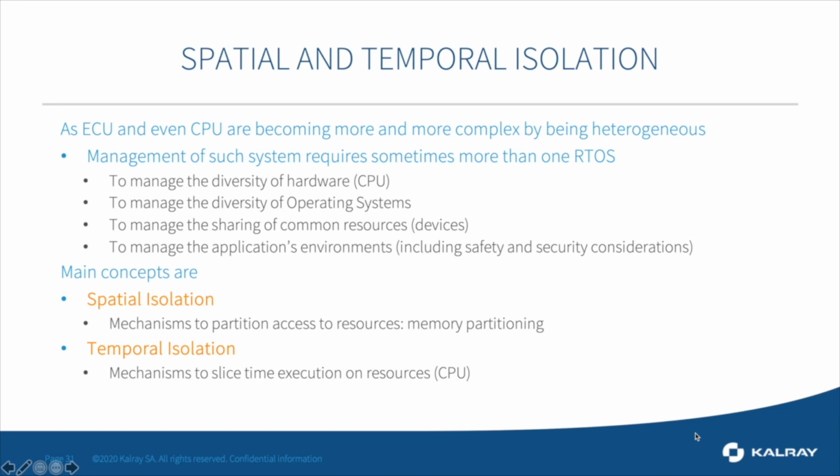To do that, there are main concepts that are managed by the operating system or above, as we will see. The first is spatial isolation, a mechanism to partition the access to the resource. It's memory partitioning, to make it short. So you allocate memory partitions and CPUs to your execution. And temporal isolation, which means that you are giving a resource for a given time to a task or an application, as we have seen before, spatial and temporal.